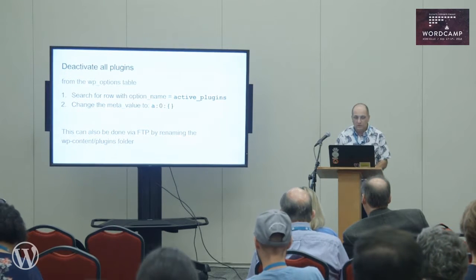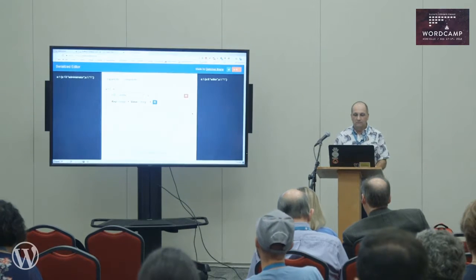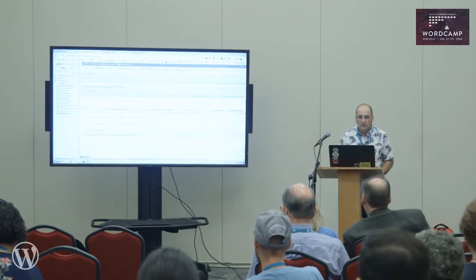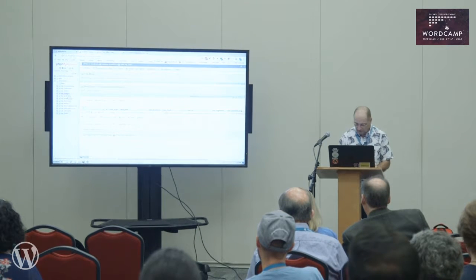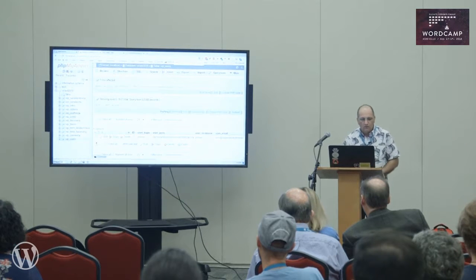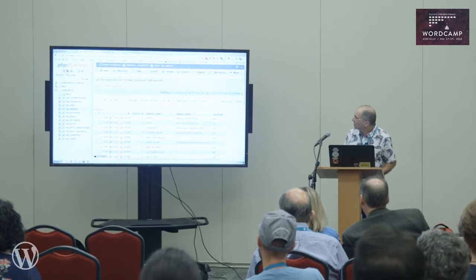So let's go and look at that. I'm looking for active plugins in the meta value. We're going to make this a little bigger. We're going to go to WP options and use search.